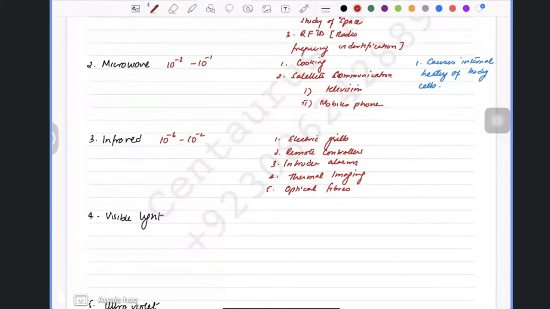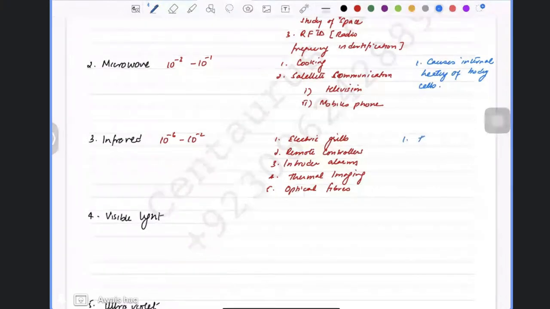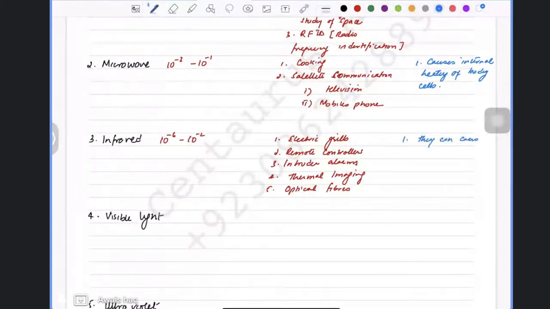Now the only danger of infrared is that they can cause burns because they're quite hot. Okay, please write this down. And if somebody has a question, please let me know.